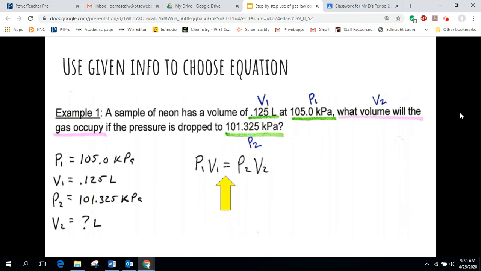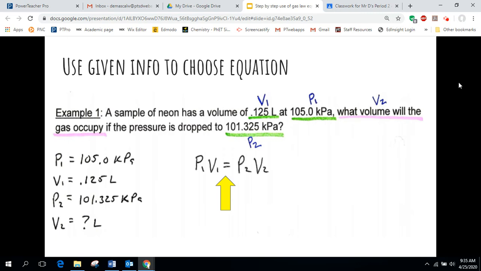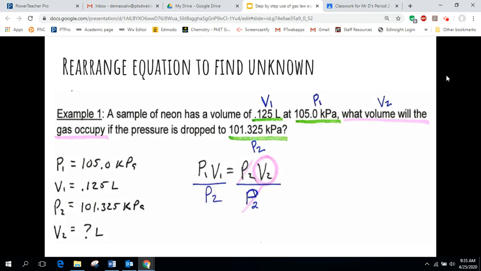Next, we've got to use what we're given to figure out what equation we need to use. You'll see over here, we have P, V, P, and V. Sorry, that thing keeps popping up. We have our pressure and our volume, another pressure, another volume. What's the only gas law that we know of that deals only with P and V? That's Boyle's. So we write down the equation for Boyle's law, P1V1 equals P2V2.